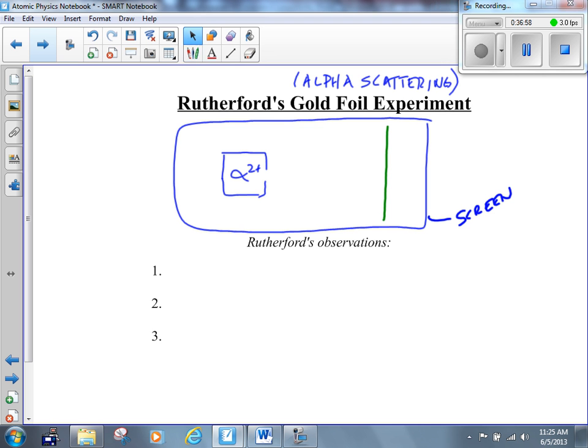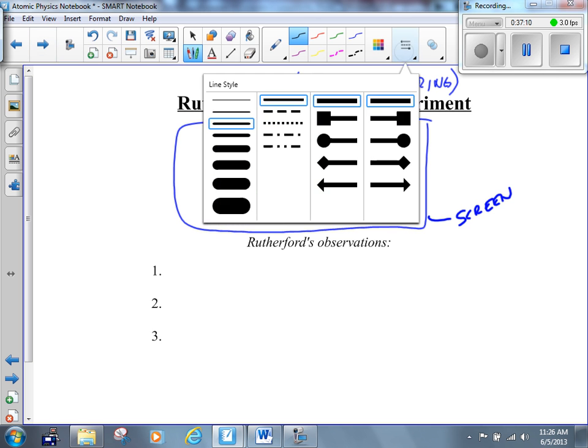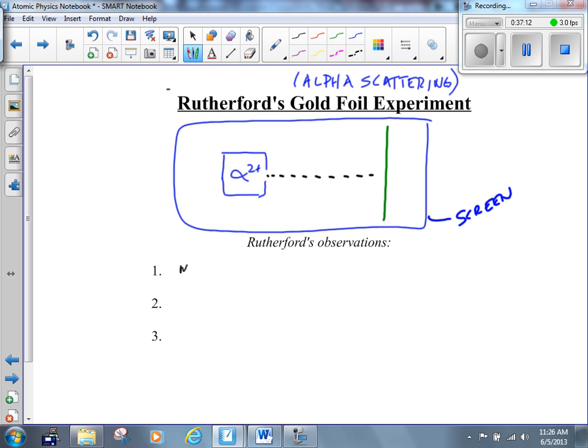When these alpha particles were released one by one, these guys, Rutherford and his assistants, made 3 observations. The first observation, most of the alpha particles went straight through.